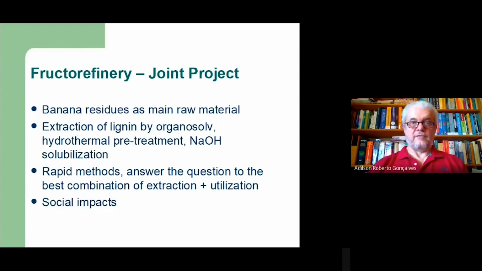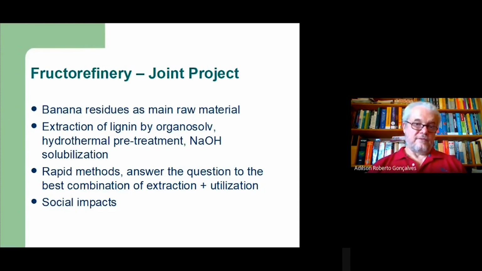The name is Fructo Refinery. And for us, the banana residues are the main raw materials to be evaluated. We analyzed the extraction of this lignin, for example, by organosolv, hydrothermal pretreatment, and also NaOH solubilization.